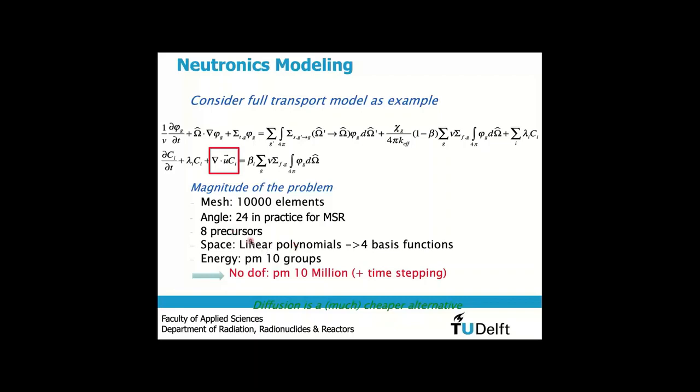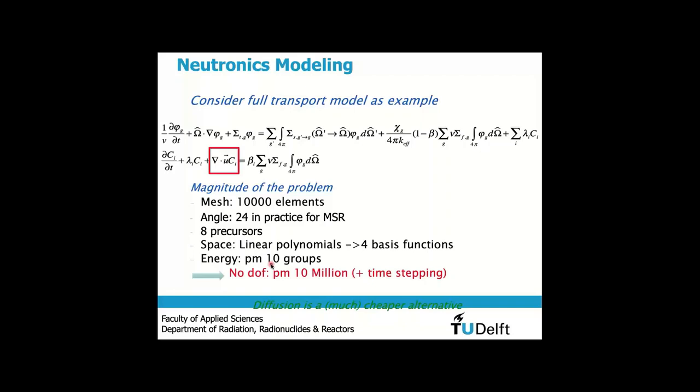Well, in Delft, at least, we do finite elements. So we have 4 basis functions in space and maybe around 10 energy groups or so. That means that the number of degrees of freedom of this system is around 10 million. So that is a large system. And that's only for steady state. We could also add the time dimension to this, where we time step from beginning to end. So this is a large problem.